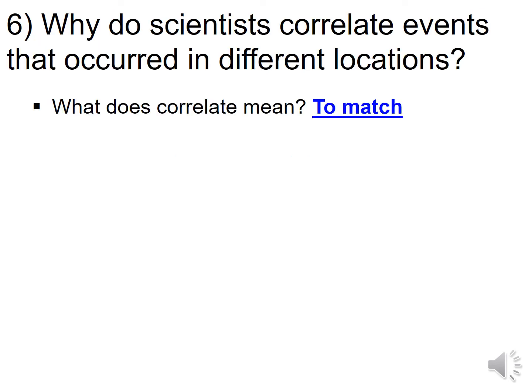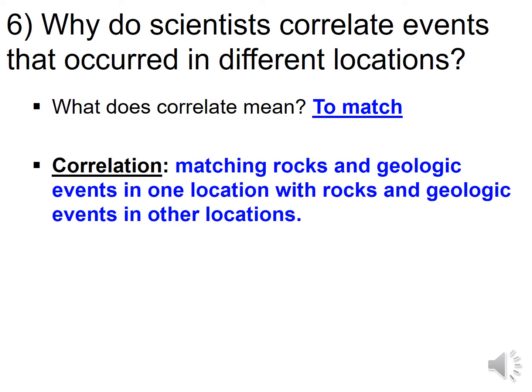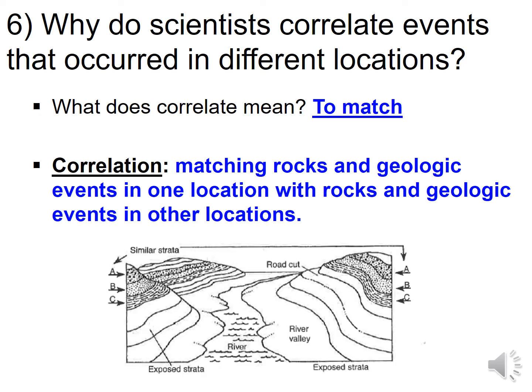Okay, so what does correlate mean? Just some vocab, it means to match. We're able to match rocks and geological events in one location with rocks and geological events in other locations. So sometimes due to plate tectonic activity, we can have a separation of rocks. So we can have formations in different locations, but we're able to correlate them. We're able to match them, and that's what we're going to do for the next couple of slides.